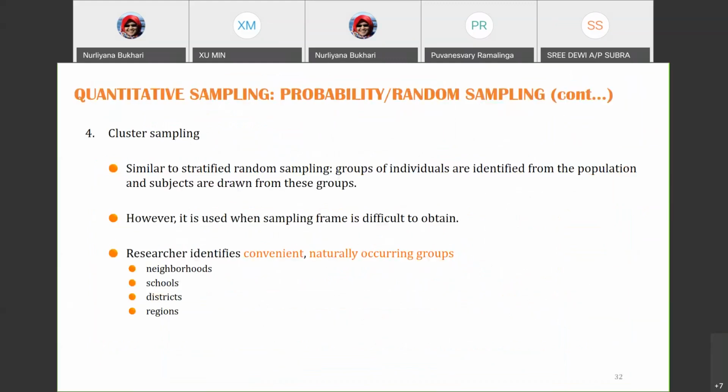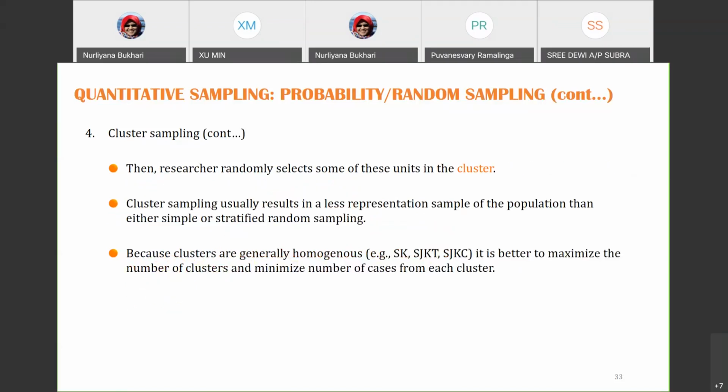Okay, cluster sampling. Similar to stratified, we put them in groups, but we don't really know exactly the sampling frame. We just know we have these groups, but we don't know exactly how many. So these are convenient, naturally occurring groups. It could be neighborhoods, or taman, perumahan, or schools, or districts, or regions. So it's the same: you have to identify the groups, but this one is based on naturally existing groups, and it's really hard to know exactly who is in them. Even though you get the data, it's still just based on the cluster.